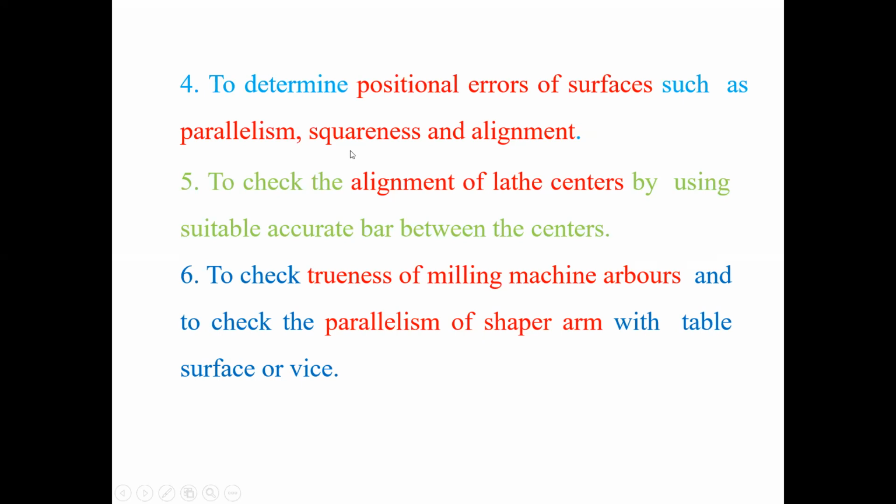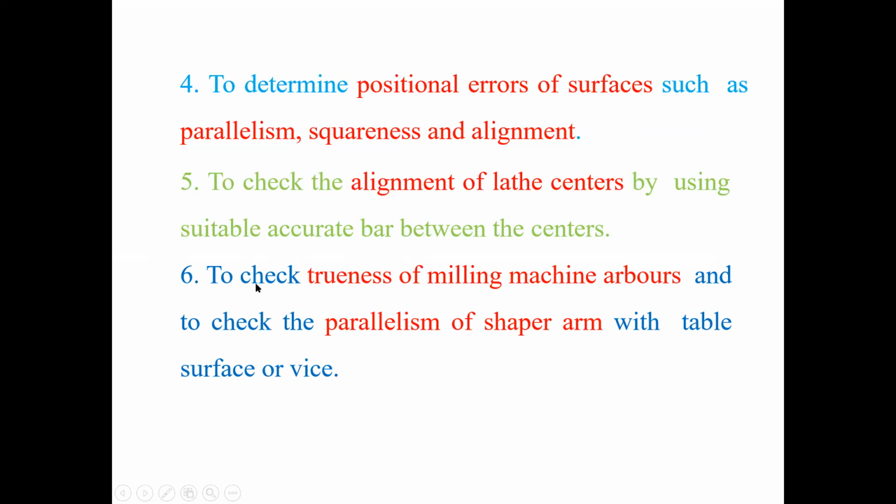Parallelism and squareness play a very important role in the reading given by vernier calipers and micrometers. Therefore, these dial indicators play a very important role for the working of other instruments, like vernier calipers. Check the alignment of lathe centers. These dial indicators can also be used to check the alignment of lathe centers by using a suitable accurate bar between the centers.